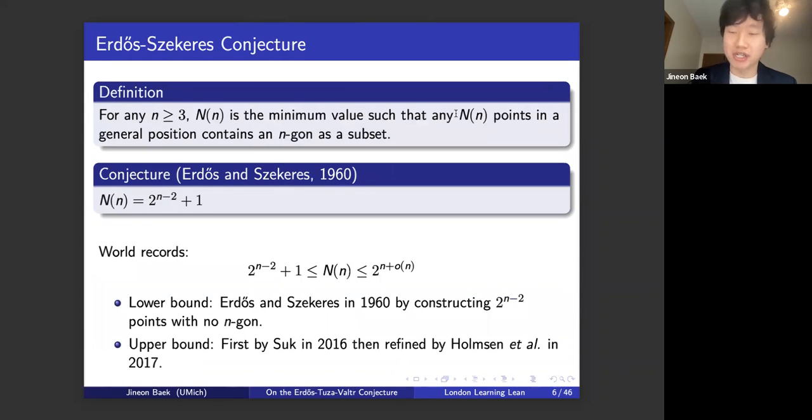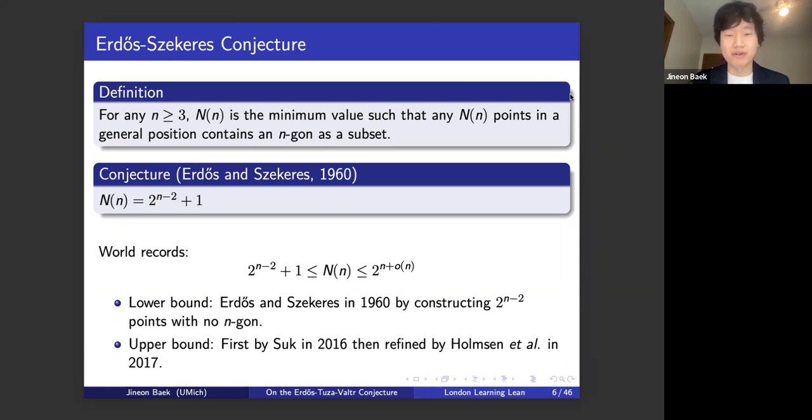That was already conjectured by Erdős and Szekeres in 1960, decades ago. If we define large N of n as the minimum number of points that forces an n-gon as a subset, then they conjectured that it's a power of 2 plus 1. And it nearly holds, so asymptotically it's kind of solved. So the world records are these. For the lower bound, as they suggested this conjecture, they already constructed 2 to the power n minus 2 points with no n-gon. So we do know that number is a lower bound.